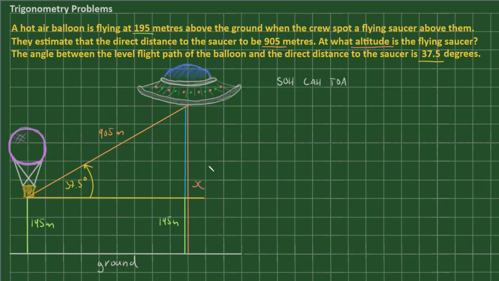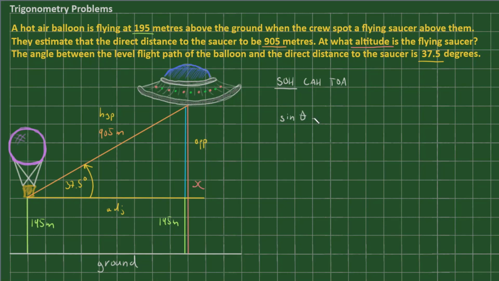The next step is to label the sides of my right angle triangle with respect to the angle given. So with respect to this 37.5 degrees, the blue line, well, that is the opposite. The orange line, that is the hypotenuse, which means the yellow line is the adjacent. I need to calculate the value for the opposite, and I have been given the hypotenuse. This means that I need to use the trigonometric function that uses the hypotenuse and the opposite, and that is sine.